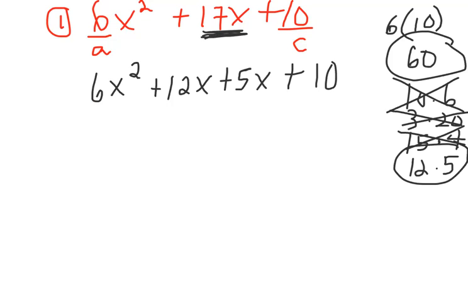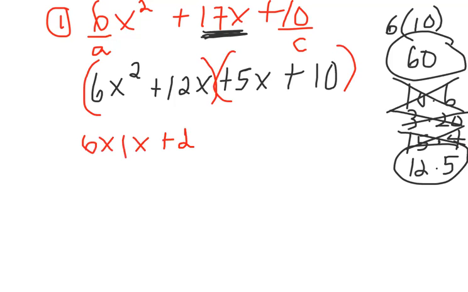And how do we factor a 4-term polynomial? By grouping. So we're going to group the first 2, group the last 2, and factor out the GCF. In the first group, the GCF would be 6x. So once we factor it out, that leaves us with x plus 2. While the GCF in the second group is 5.